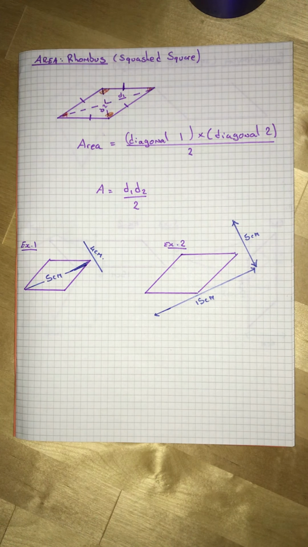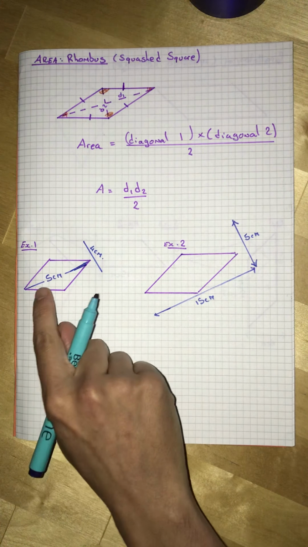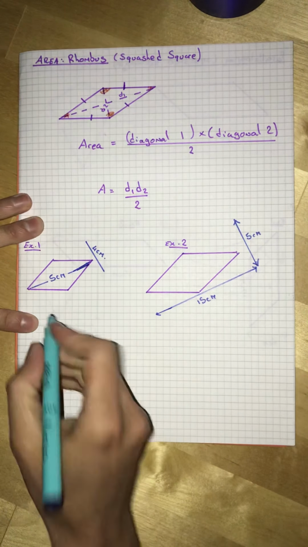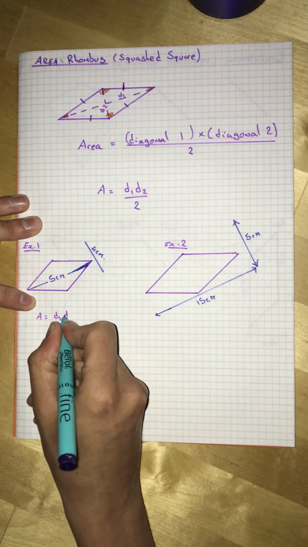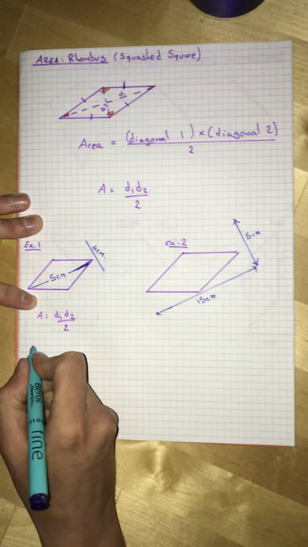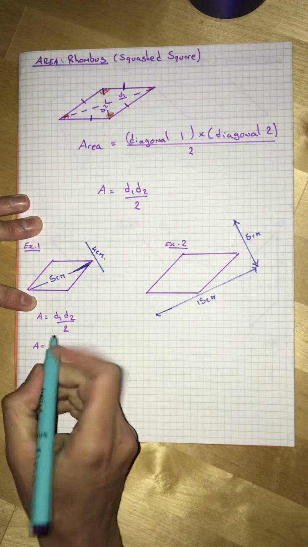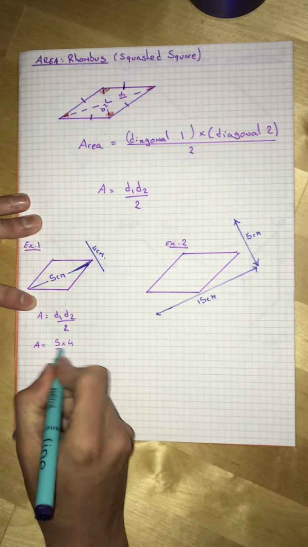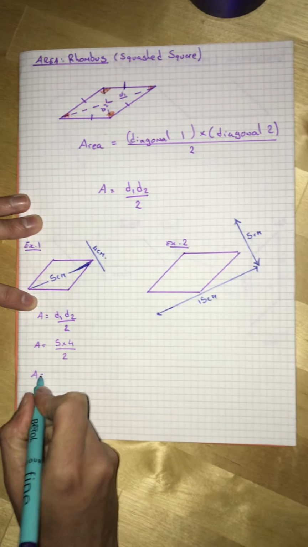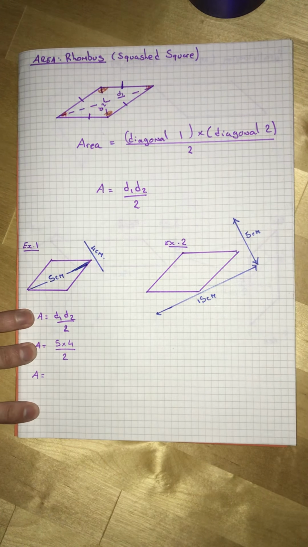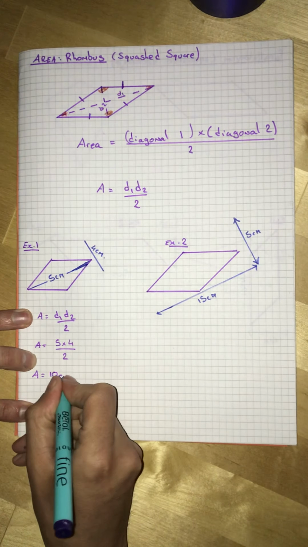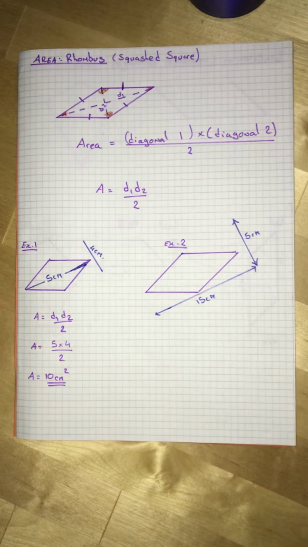And that's it. Okay, so if we look at these two examples, we can straight away see that the lengths of the diagonals are given. So all we need to do is area equals diagonal 1 times diagonal 2 over 2. 5 times 4 divided by 2. 5 times 4 is 20. 20 divided by 2 is 10. And it's area, so it's centimeters squared.